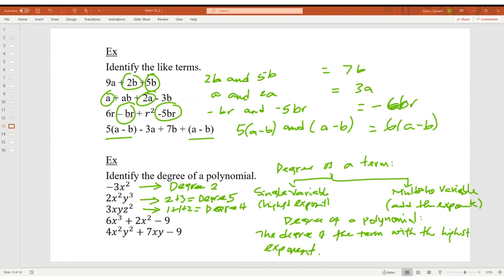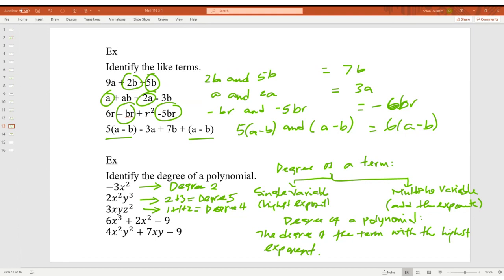It's not a single term. It's multiple terms. We have 6x cubed, 2x squared, and 9. Now, if you have a polynomial, to find the degree, what you have to do is find the degree of each term, then take the one with the highest exponent. That's what you have to do. Do not add them. Most of you got 5 because you added 3 and 2. That's not true. We don't do it like that.